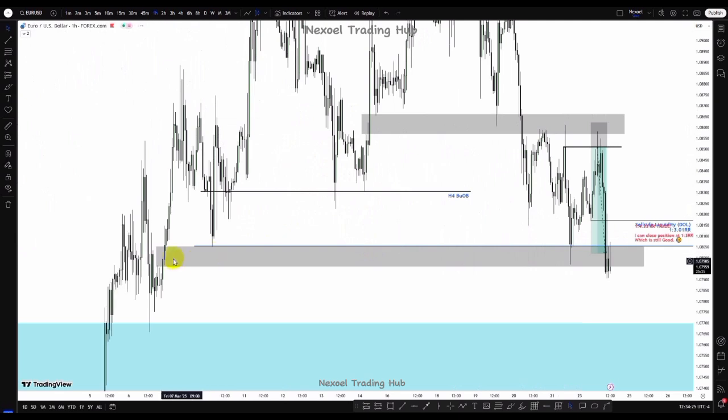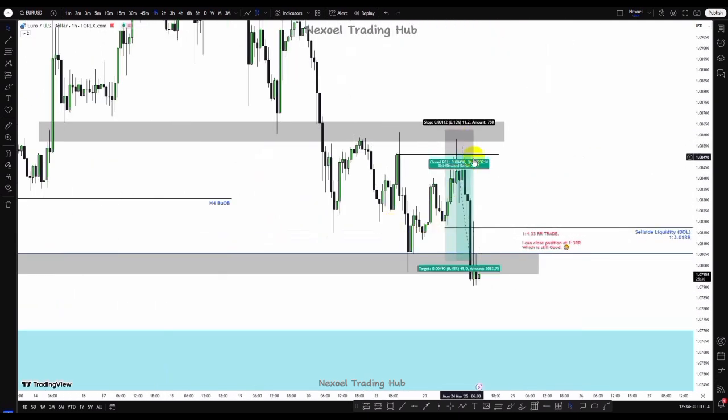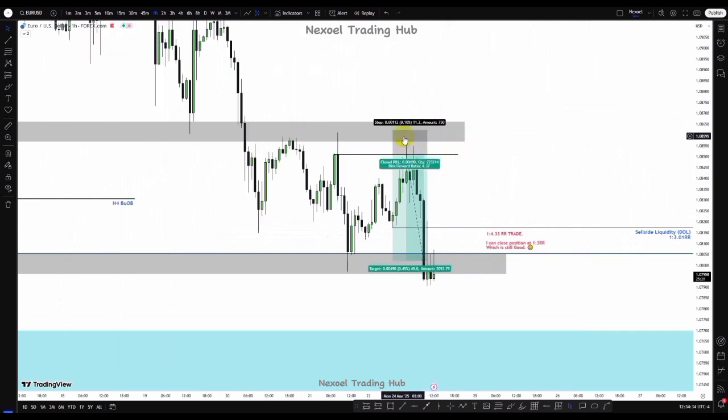Price mitigating the 4-hour bullish fair value gap gave us the bullishness to the upside, came into this rejection block zone, and we saw the reason to go bearish to the downside. So let's check the 15-minute time frame.